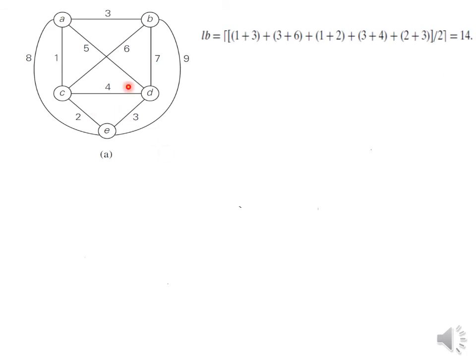So let us consider this graph. Lower bound already we have computed: 1 3 3 6 1 2 3 4 3 2 3 divided by 2. So that is lower bound is 14. So in the state space tree, assume that we are starting from A, the lower bound is 14. Now we need to expand, means we need to get the next city, next choice.